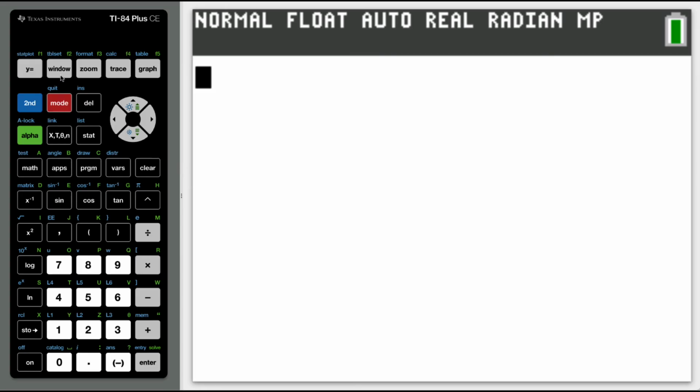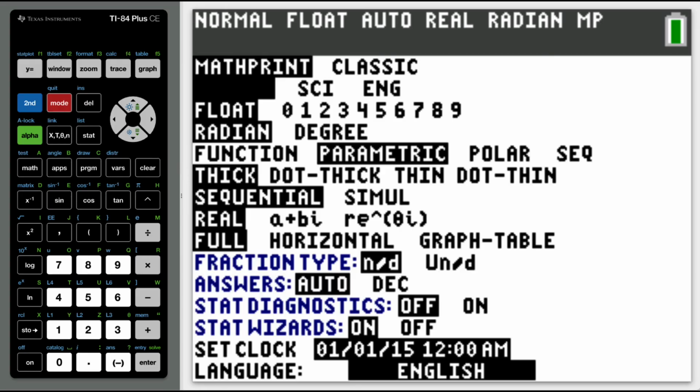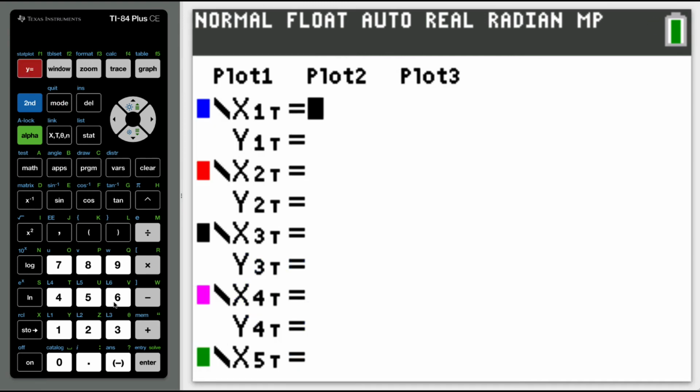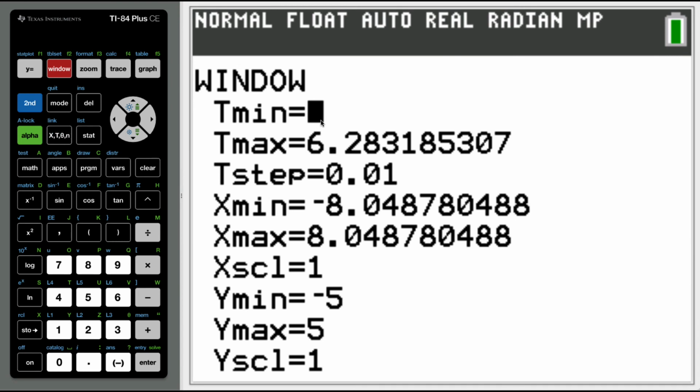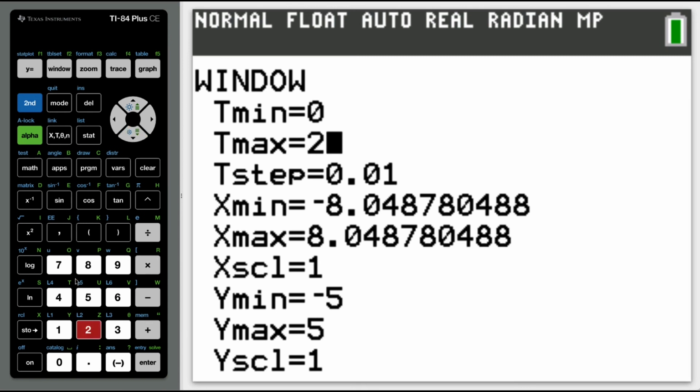So on my calculator, first thing I want to check is some information about the mode. We want to be in radian mode and in parametric mode. Hitting y equals, we said for the x that was going to be 3 cosine of t, and for the y that was going to be 4 sine of t. I'm going to hit window. We want to go from 0 to 2 pi. This number in here is 2 pi, but you can just type in 2 and the pi button.